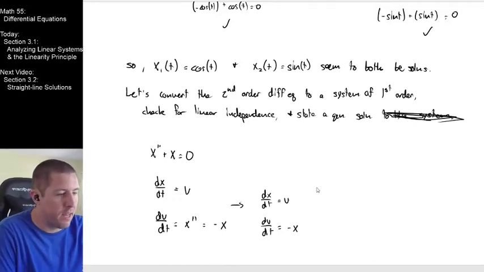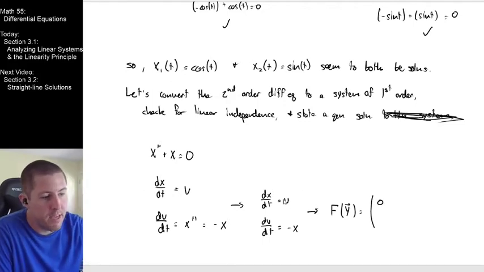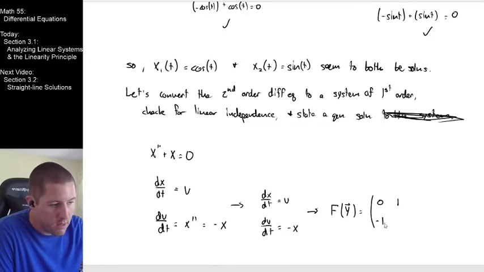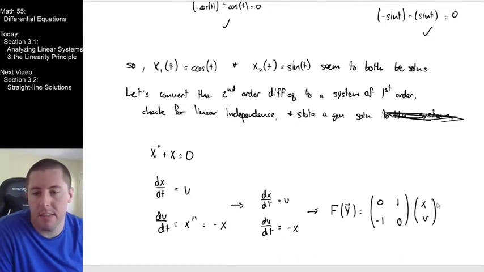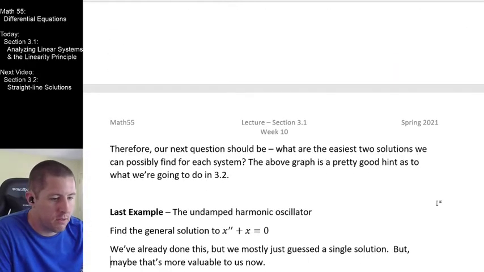And by the way, I think that we can then go ahead and rewrite this by saying our capital F of y is equal to, and we want our A matrix here. What's our A matrix look like? Well, it looks like we want x first. How much x is in the first one? 0. How much v is in the first one? 1. How much x is in the second one? Negative 1. How much v is in the second one? 0, times x, v, right? That's my matrix representation of this guy that we're looking at here.